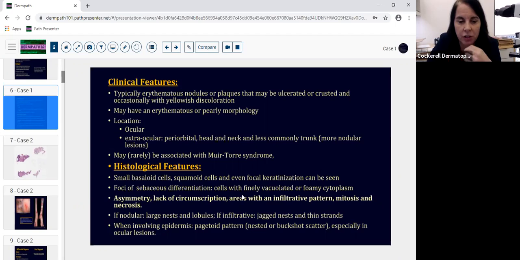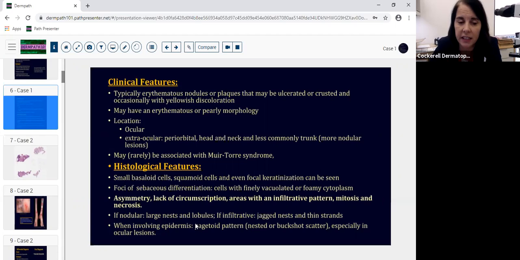May rarely be associated with the Muir-Torre syndrome. The histologic features are the small basaloid cells, which I think are more undifferentiated than basaloid. You can see some squamous differentiation. So if you see that focal keratinization, don't get bothered and say, oh, this is a squamous cell. Foci of sebaceous differentiation, you might see the finely vacuolated foamy cytoplasm, which we did see here. So our tumor was more well to moderately differentiated based on the grading system, because we still have sebocytes.